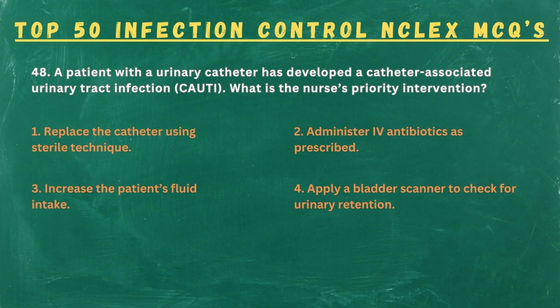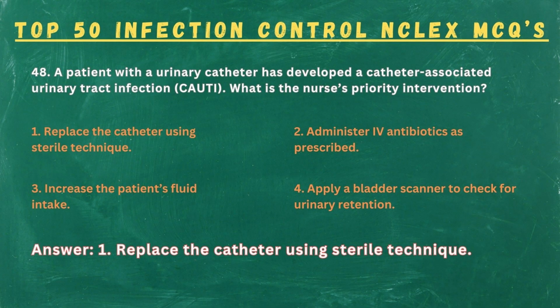48. A patient with a urinary catheter has developed a catheter-associated urinary tract infection, CAUTI. What is the nurse's priority intervention? 1. Replace the catheter using sterile technique. 2. Administer IV antibiotics as prescribed. 3. Increase the patient's fluid intake. 4. Apply a bladder scanner to check for urinary retention. Answer: 1. Replace the catheter using sterile technique.